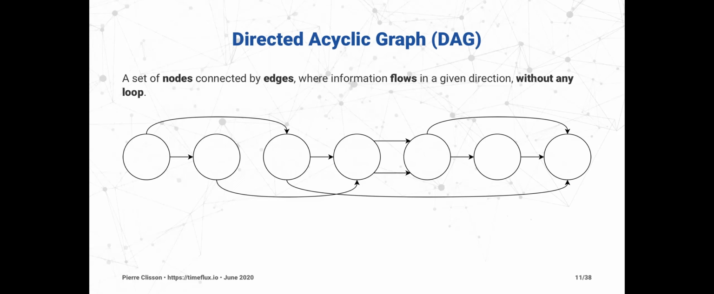So in a more graphical form, this is a graph. I think most of you already saw this in the previous presentation, but just as a reminder, this is a graph, a directed acyclic graph. If you have done some basic computer science, you see that this kind of graph is everywhere. A directed acyclic graph is a set of nodes connected by edges where information flows in a given direction without any loops. If we flatten this graph, we have what we see on the screen.